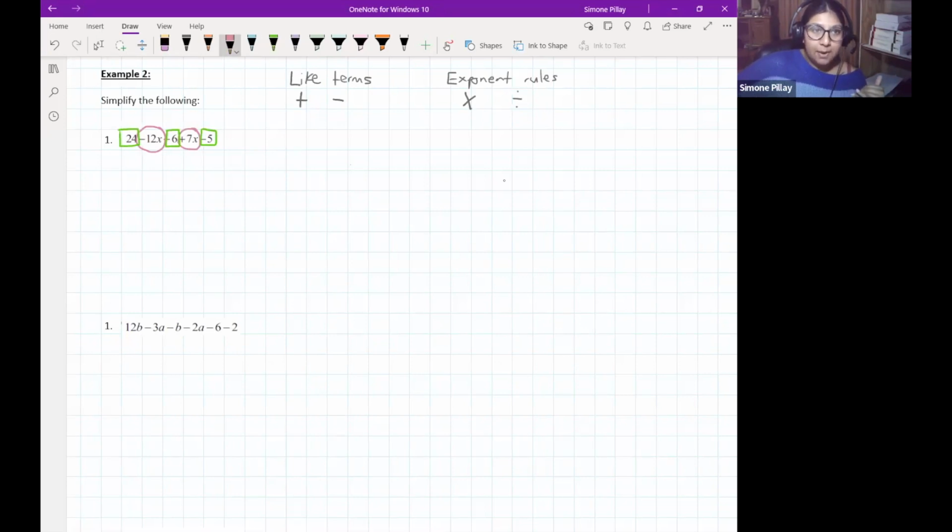So let's add up my pink things. Well, I have minus 12 bananas and then I plus 7 bananas. Minus 12 plus 7 is what?